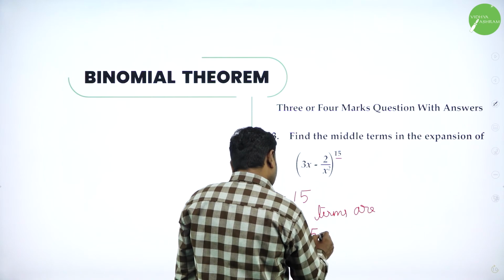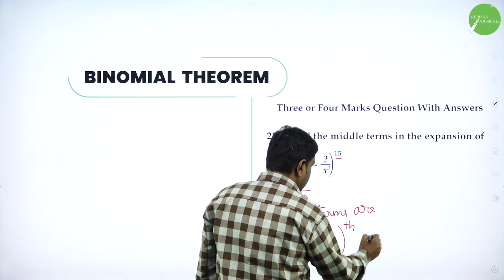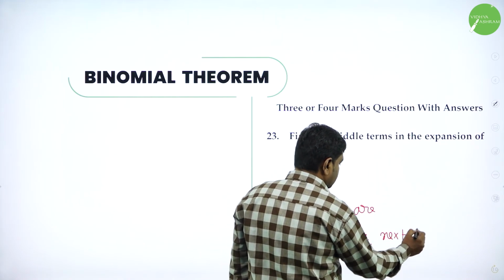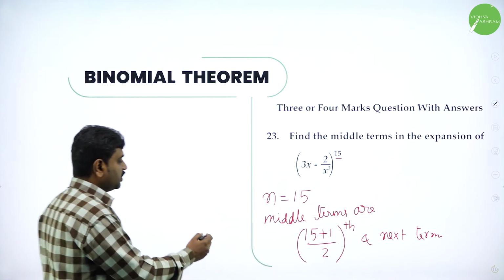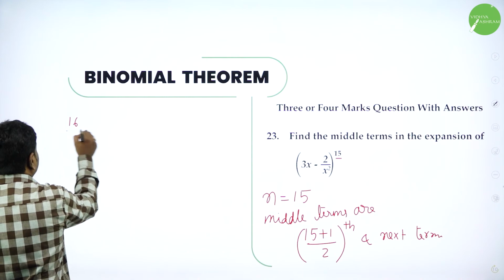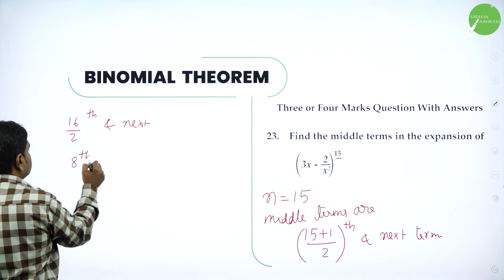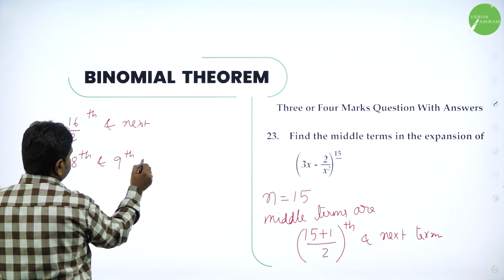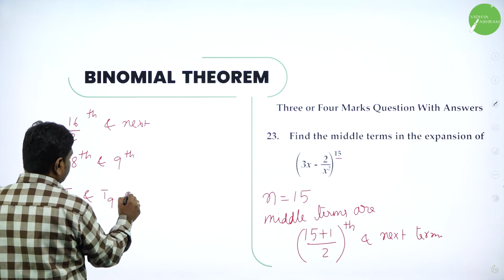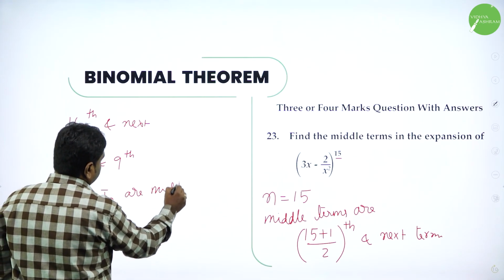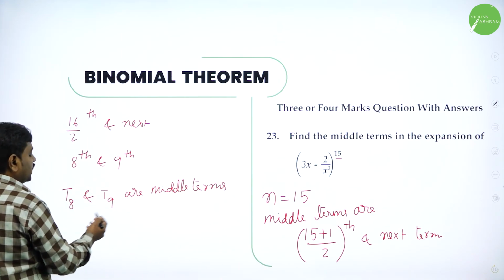(n plus 1) by 2th term and the next term. These are the two middle terms. N plus 1 means 15 plus 1, 16 by 2, the 8th term and the 9th term. So we need to find T8 and T9, which are the middle terms.